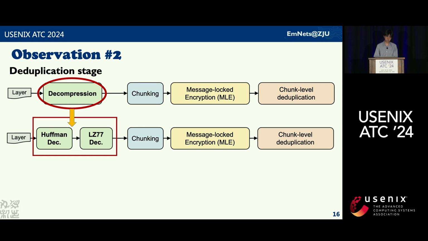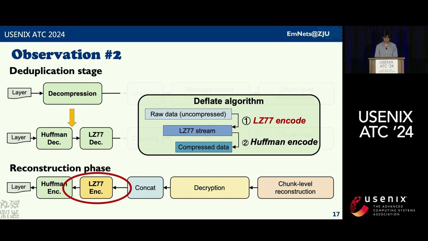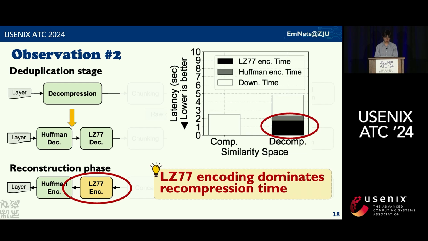So we deeply analyze the decompression process of each layer of the image, and we found that it consists of two parts, namely Huffman decoding and LZ77 decoding. This is because in layer compression, the container tool utilizes the deflate algorithm to compress it. The raw data is compressed into the LZ77 stream by LZ77 encoding, and then the stream is encoded by Huffman encoding into the compressed data as an image layer.